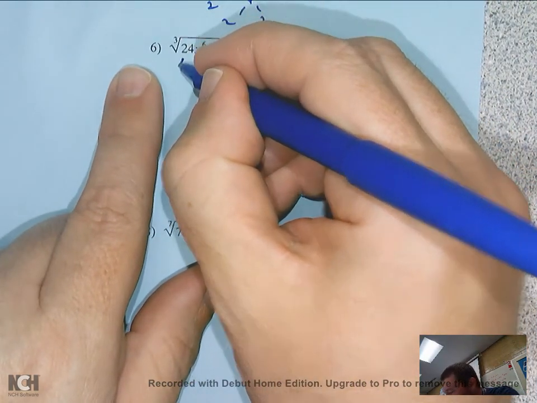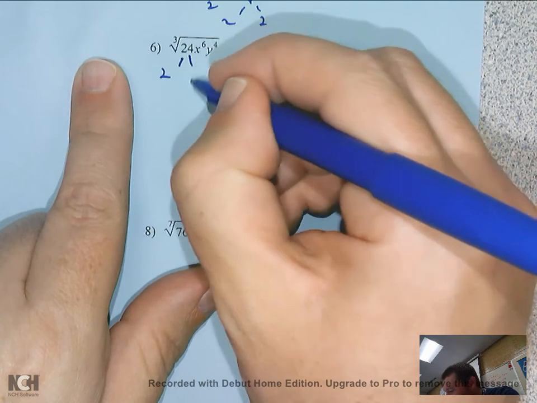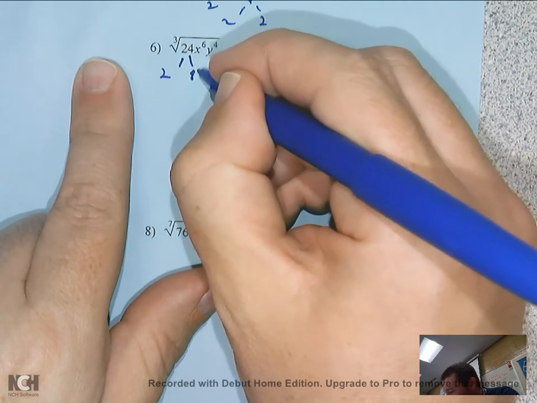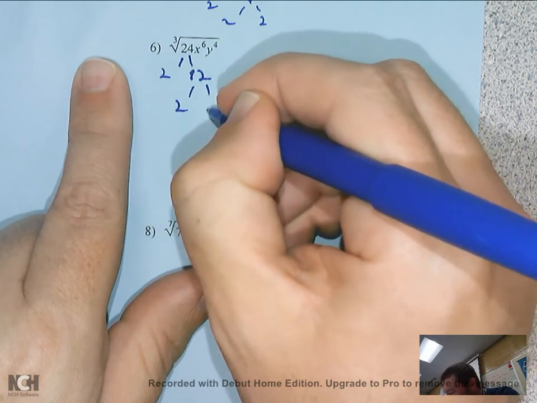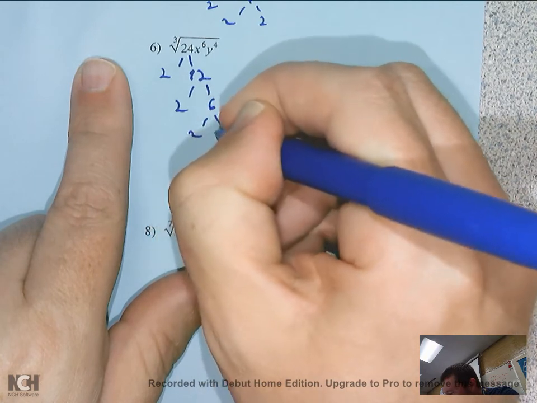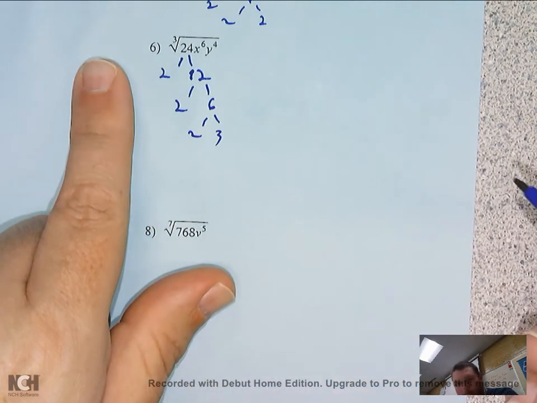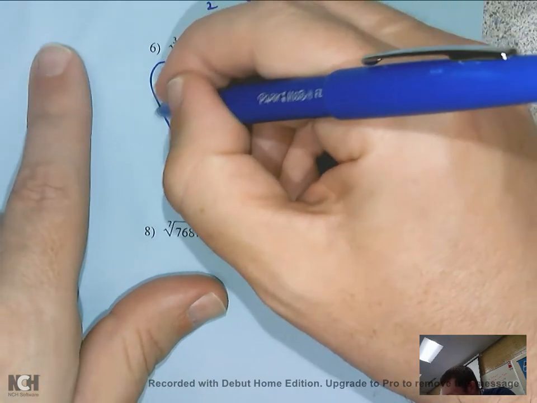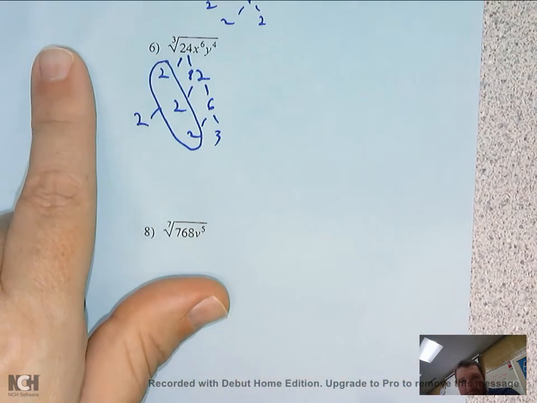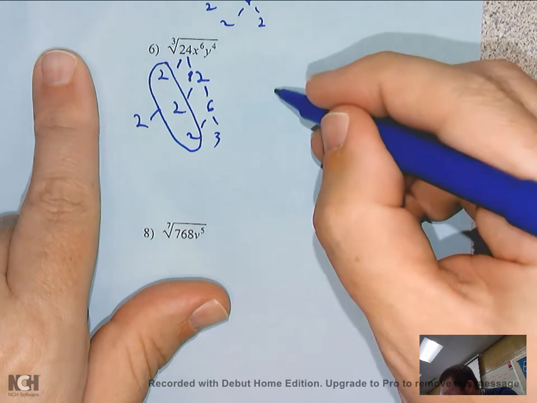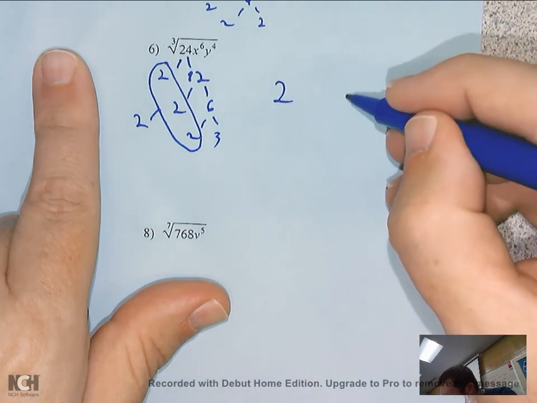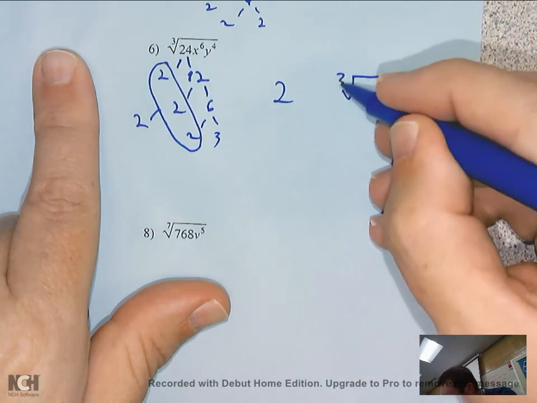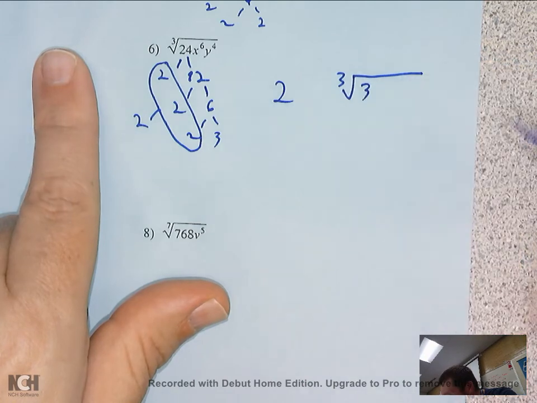So I have to divide it by 2, that gives me 12. Divided by 2, that gives me 6. Divided by 2, I get 3. Okay, so I'm looking for groups of 3. So I got a group of 3 2's, so I can pull out 1 2, and it leaves a 3 underneath. So I'm going to have 2, something, root 3, and then I'm going to have 3 underneath.